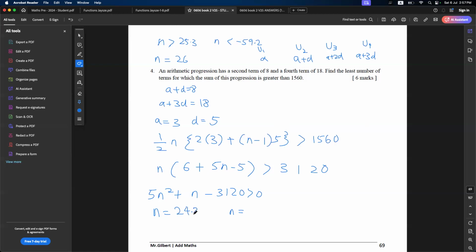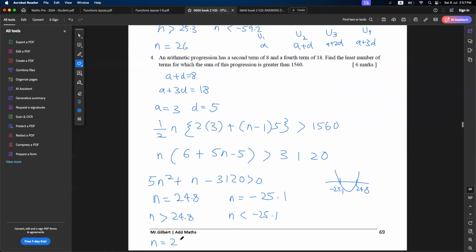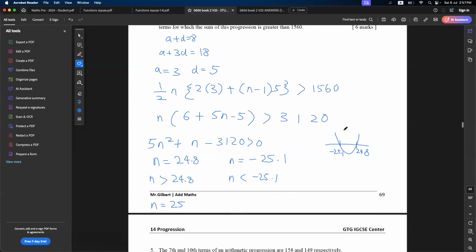4.8 and minus 0.08. Okay, so once again, we draw the graph out. It will look like this. So n is greater than 24.8 and n is lesser than 25.1. N is ultimately equals to 25. Okay, I'm going to move on to geometric sequence already.